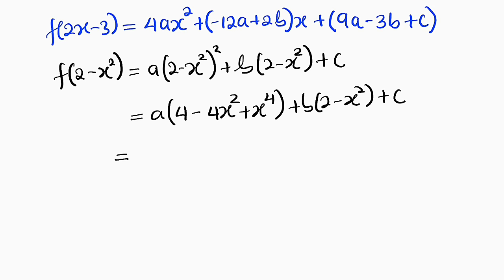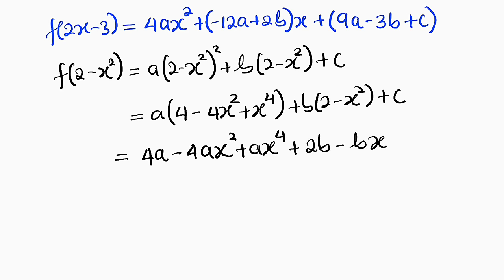We have a times 4 is 4a, minus 4ax squared plus ax to the power of 4, plus 2b minus bx squared, then plus c.